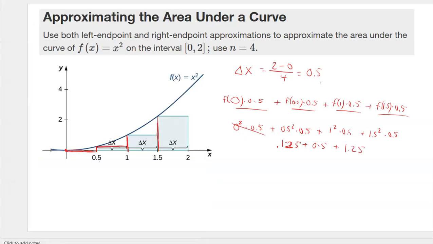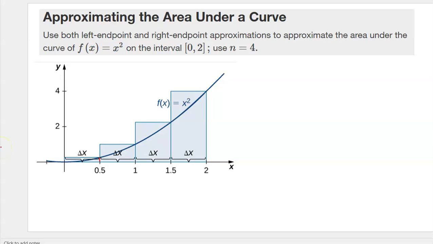Now, last step, once you've got them all done, you found the areas of each one, you just want to add them up. So 1.25 plus 0.5 is 1.75, plus 0.125 is 1.875. And again, that is the approximate area of this region shaded in that teal color.